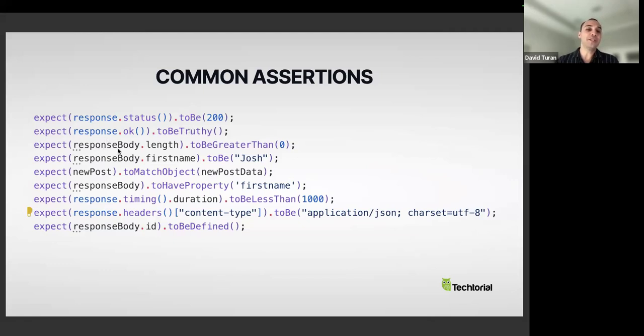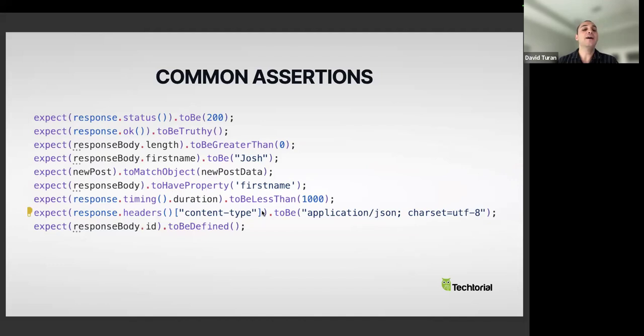Or you can go to your response body. You can get the length of your response body, whatever length you have. Or you can get first name from your response and check that first name to be Josh. Or you can match all your requests for post requests in here. Or you can check some properties, like response body to have a property first name. So those are some of the verifications that you can do. And response body timing also gives you a good opportunity to do some performance testing for your APIs.